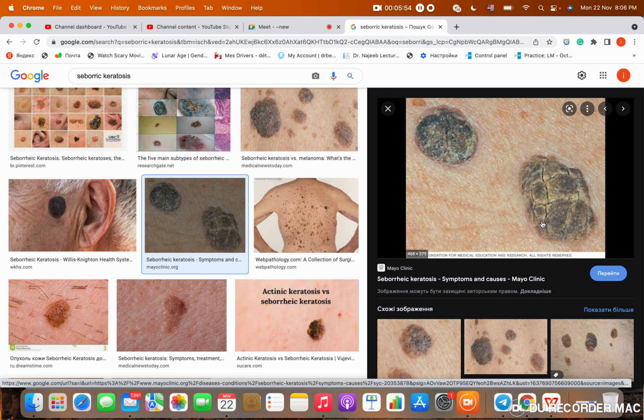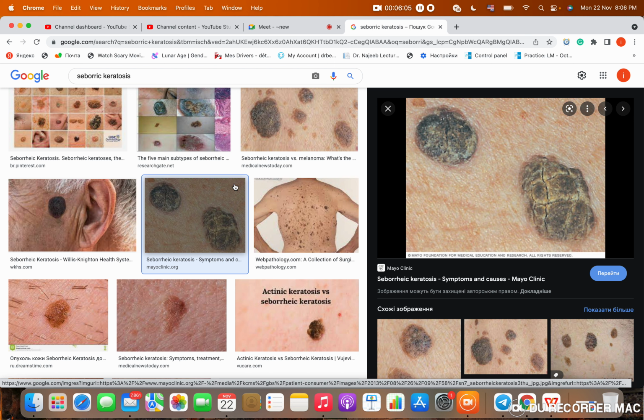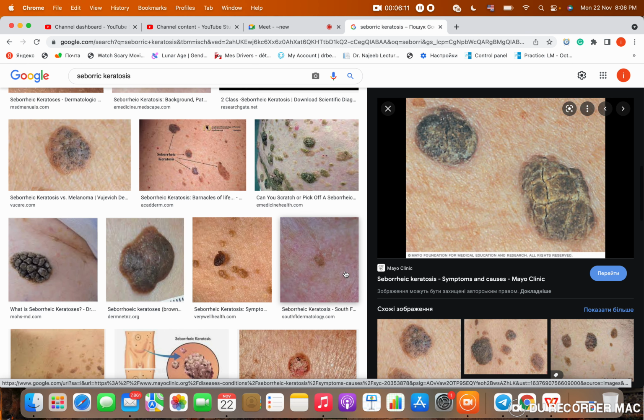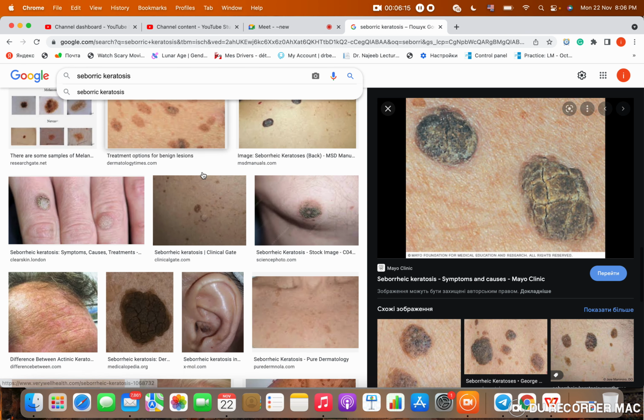Stuck-on appearance. When you take a look at this, it looks like you wanna just take it off. It looks foreign to the skin basically, and it looks stuck on. So they call it a stuck-on appearance. If you have one, it's not that big of a deal.